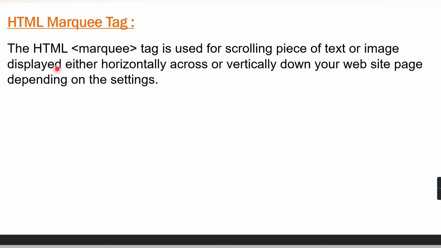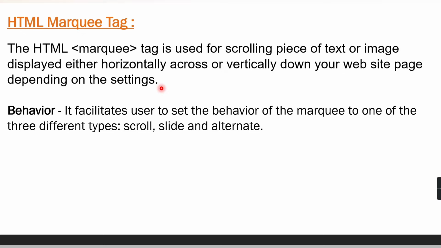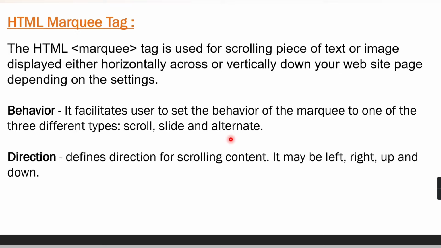With the help of the marquee tag, you can display content either horizontally across or vertically down on your web page, depending on the settings. There are different attributes which are used with the marquee tag. One of them is the behavior attribute. What does the behavior attribute do? It is used to set the behavior of the marquee to one of three different types. You can provide three different values to the behavior attribute: scroll, slide and alternate. By default the value is scroll, and you can make use of the other two values. We will see in code how to make use of these values.